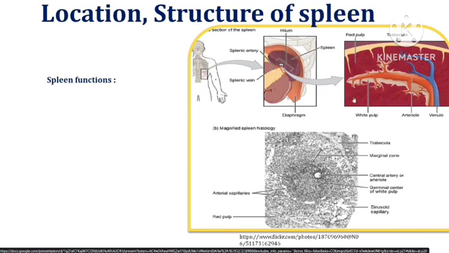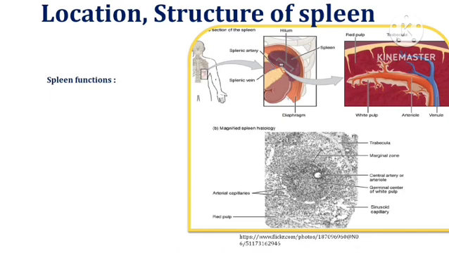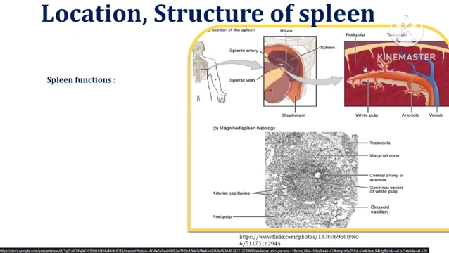Red pulp is actually located with sinusoids, lymphocytes, RBC and macrophages. White pulp is located within the red pulp, and the splenic artery enters. This is the splenic artery. Blood enters through the splenic artery, which eventually divides into arterioles like this, and eventually into sinusoids. So this is the overall structure of spleen.